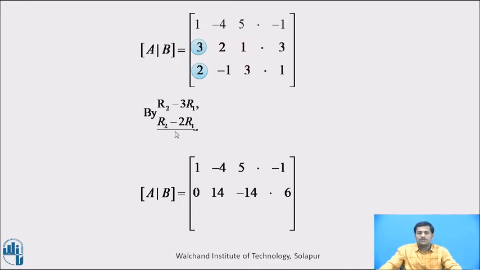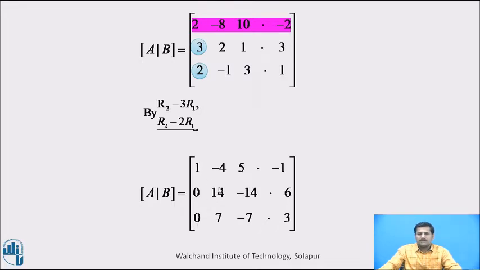Performing the transformation R3 minus 2 times R1. First of all, multiplying row number 1 by 2, the entries are like this. Now taking the simple subtraction, 2 minus 2 will be 0, minus 1 minus of minus 8, that is minus 1 plus 8, could be 7, 3 minus 10 is minus 7, and 1 minus of minus 2 is 3. So in this way, we have converted these two entries to 0.